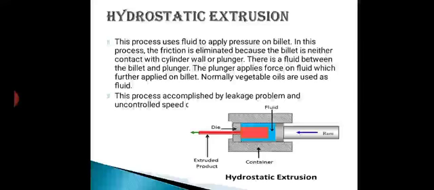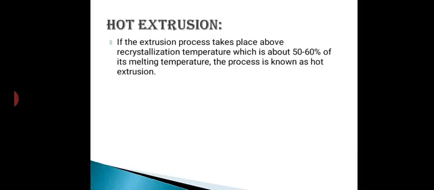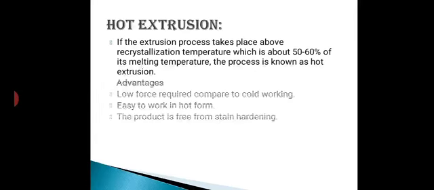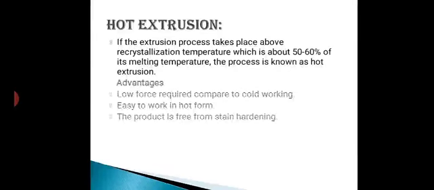Now we're talking about another extrusion process, the hot extrusion process. If the extrusion takes place above the recrystallization temperature, which is about 50 to 60% of the melting temperature, this process is known as hot extrusion. The advantage of hot extrusion is that low force is required because the material is already preheated inside the chamber, and low pressure is applied by the ram to pass it through a die.